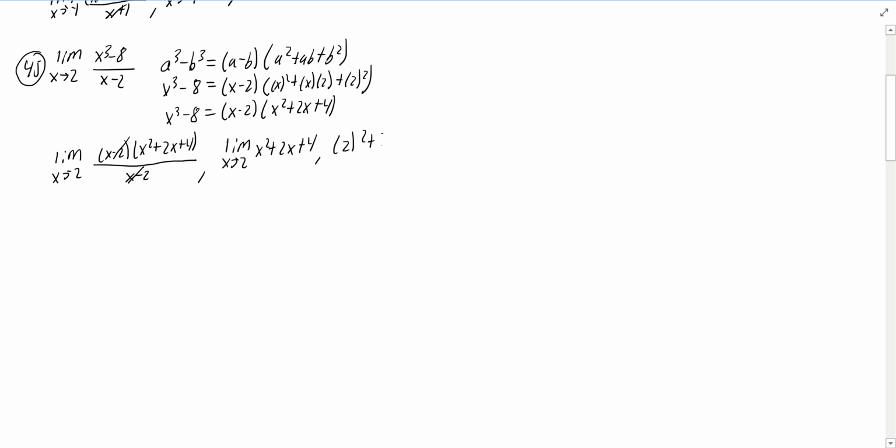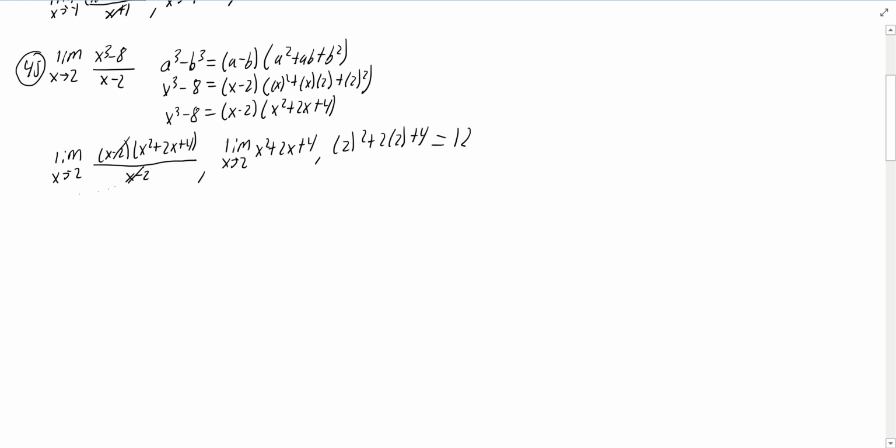So we get 2 squared plus 2 times 2 plus 4, and 2 squared is 4, plus another 4 is 8, plus another 4 is 12. So we end up getting a value of 12. So there we go. That problem is now completed.